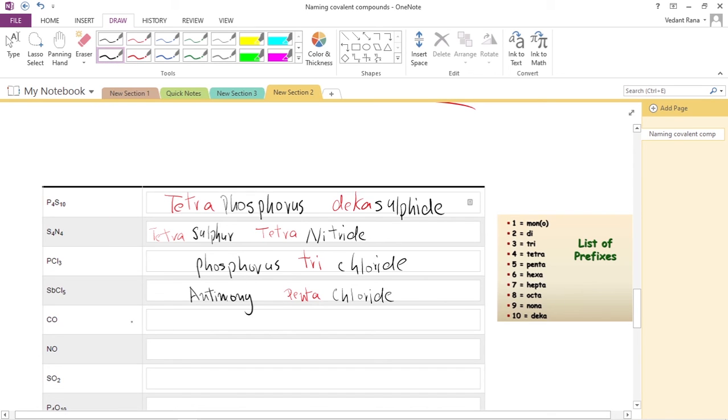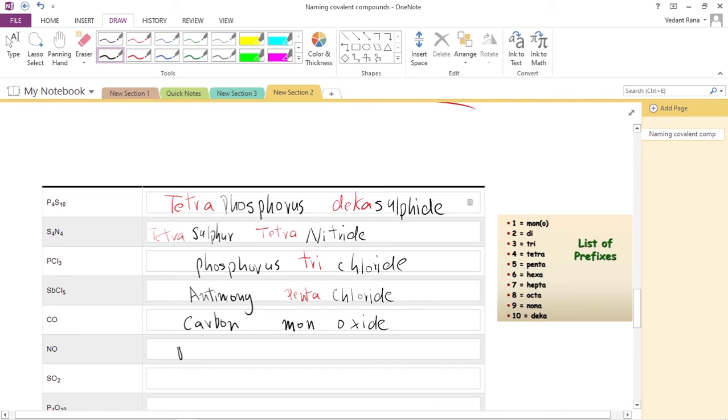CO. We just named this compound. This is carbon. Then we have oxygen. 1 atom of carbon, we don't use mono for the first atom. 1 atom of oxygen, we use mono. But when we have 2 O's together, we remove one of the O's. So the name of this compound is carbon monoxide.